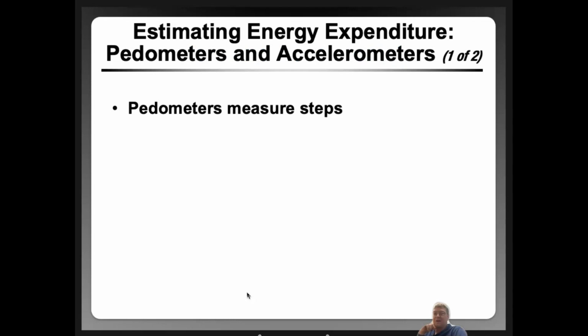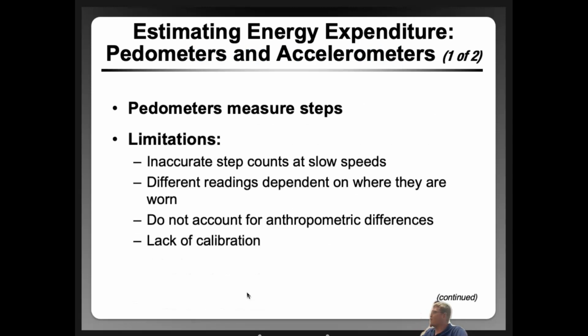Pedometers are great. I used to have things for my students where they would put it on their shoe or on their hip or something. I got a whole like 30 of them in there. You probably all need batteries, but yeah. So they just measure your steps, so they can be inaccurate. Different readings depending on where they're worn, depending on if it's on your foot, on your wrist, on your hip. They don't account for anthropometric differences, how long your legs are, how long your arms are, how long your step is. So there's a lack of calibration, and this would be just on a straight one.